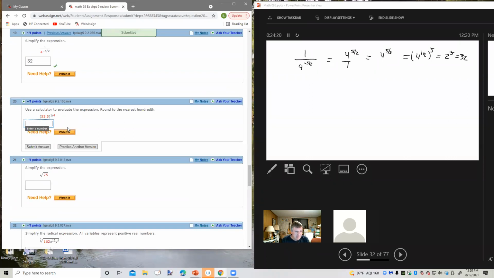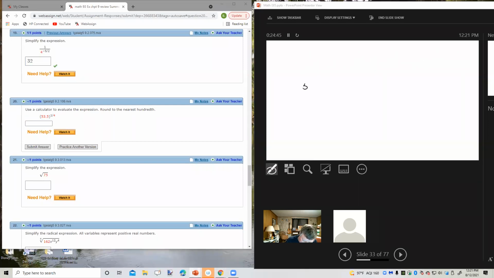Use a calculator to evaluate. So we're going to have parentheses 53.5, little caret power key. Actually, let's see here, caret, and then parentheses 1 divided by 4. Technically, I don't need that first set of parentheses, but I do need one around the 1/4, so it'd be 53.5 and then 1 divided by 4 in parentheses, the power key.